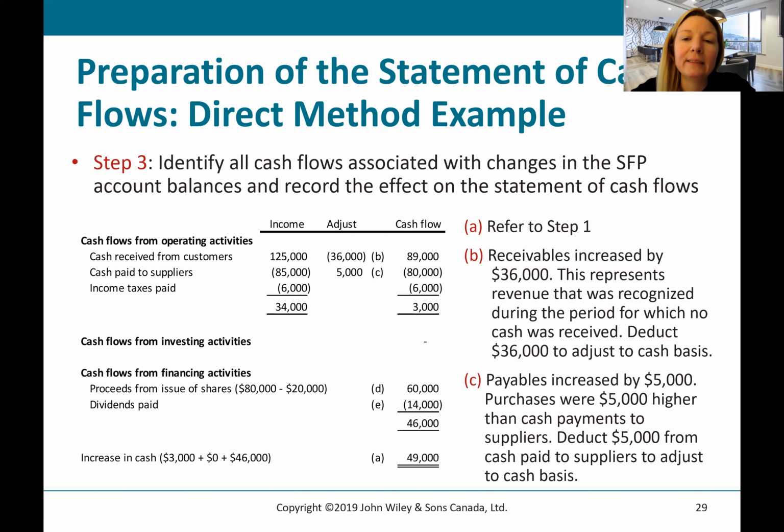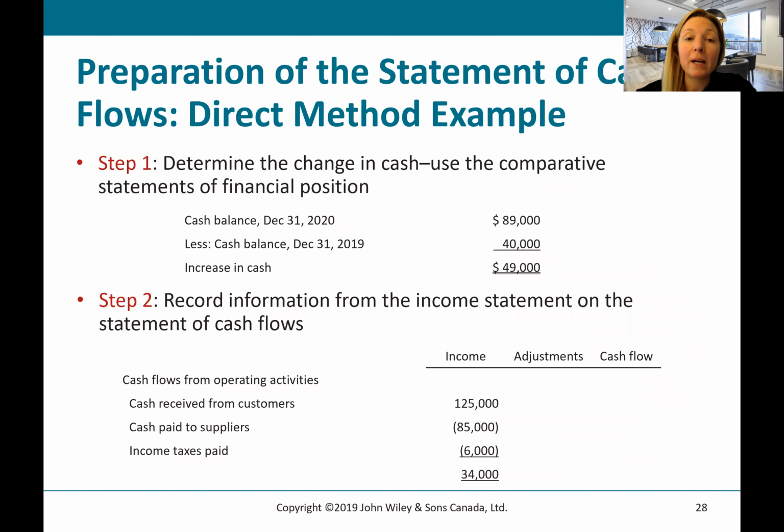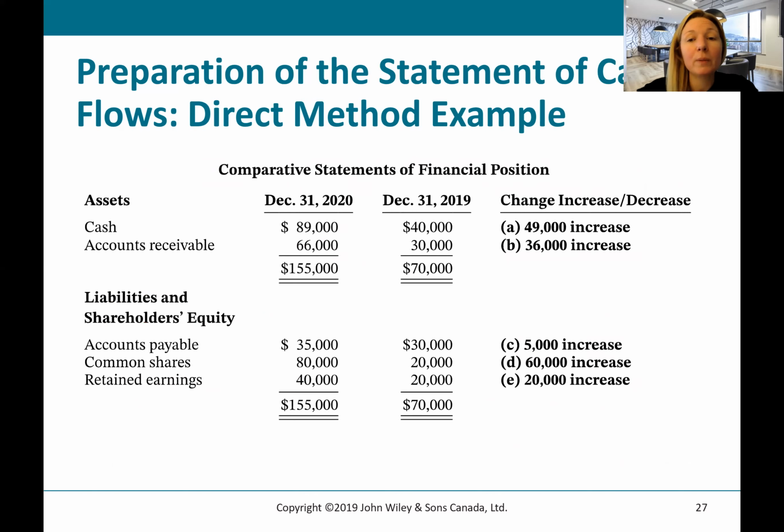So for instance, AR. So our accounts receivable increased by $36,000. So let's go back and take a look at that. So right here, we can see that accounts receivable went from $30,000 at December 31st, 2019 to $66,000 at December 31st, 2020. So it went up by $36,000.